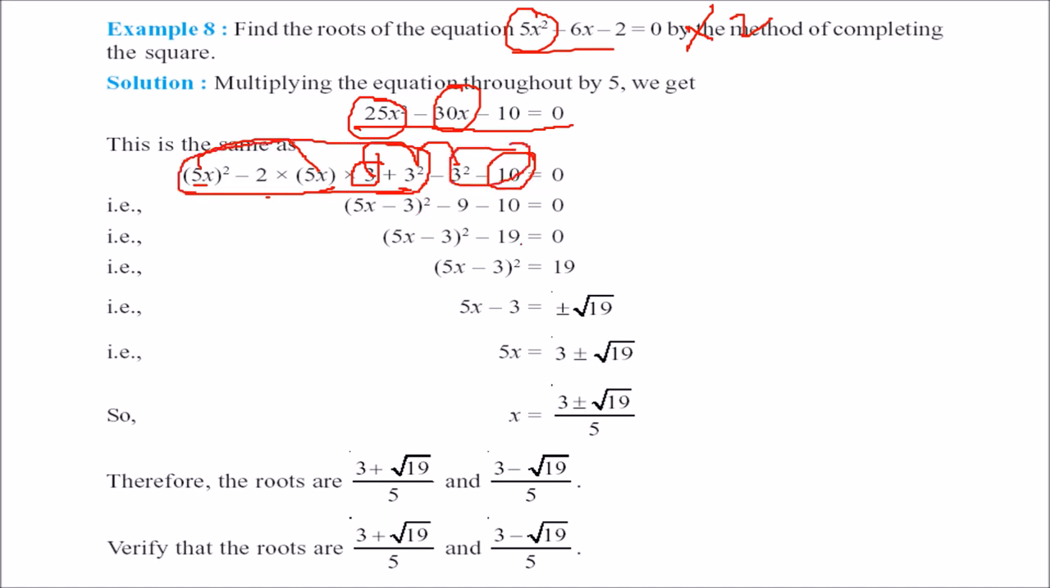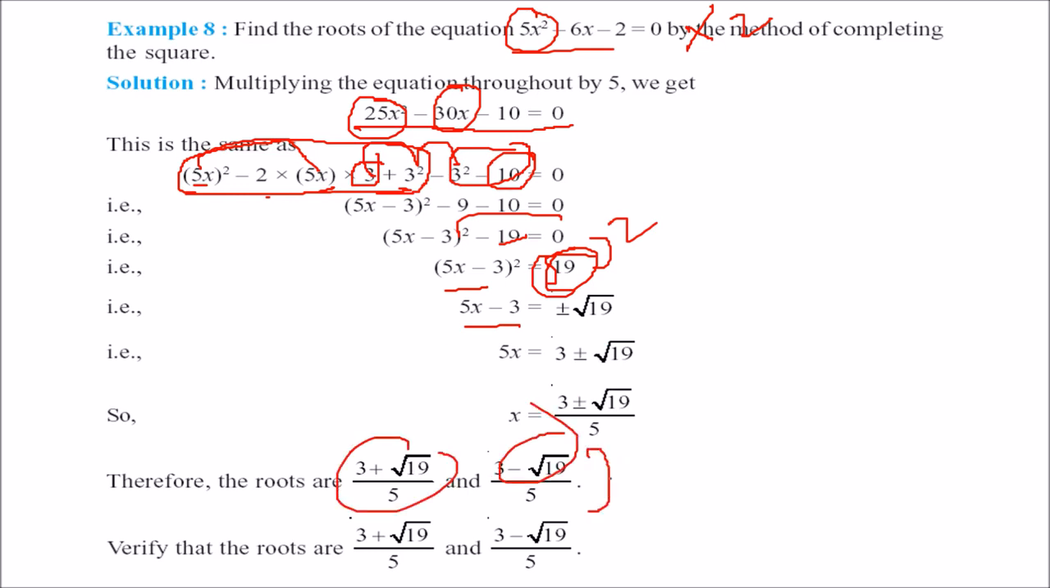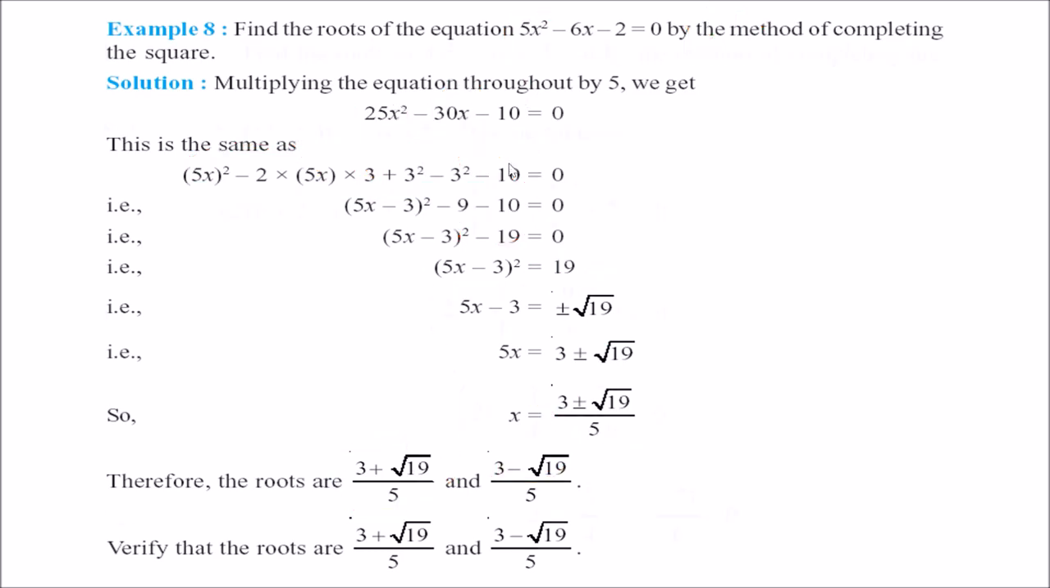These two added, this becomes 1. Take 1 here. So 5x minus 3 has to be equal to plus root 1 one time, and it has to be equal to minus root 1 another time. So you get these two solutions, and we will talk about this because we are going to the Sridharacharya formula just now.